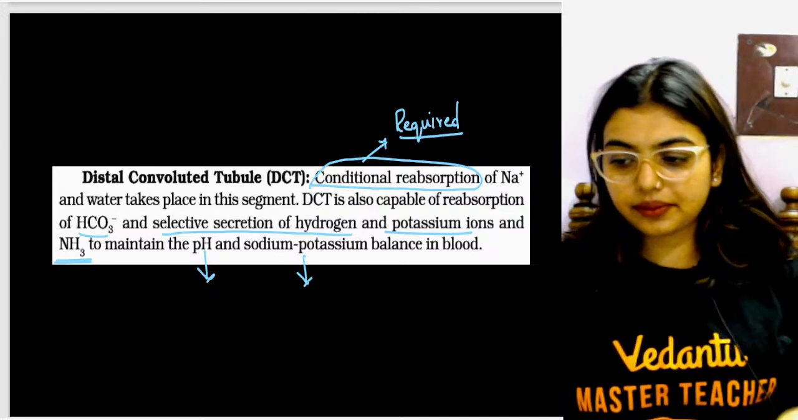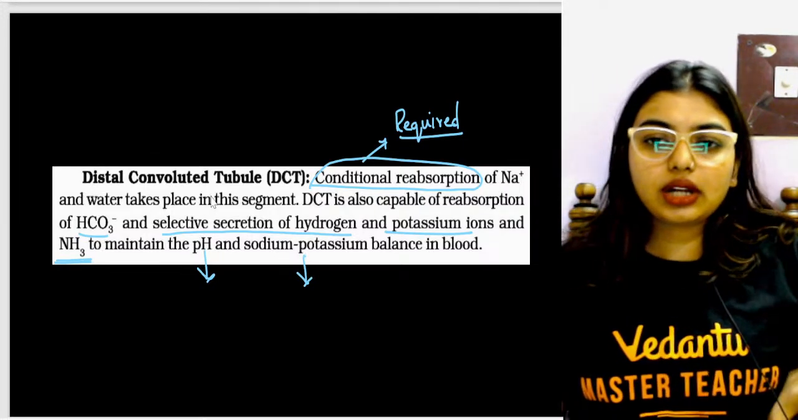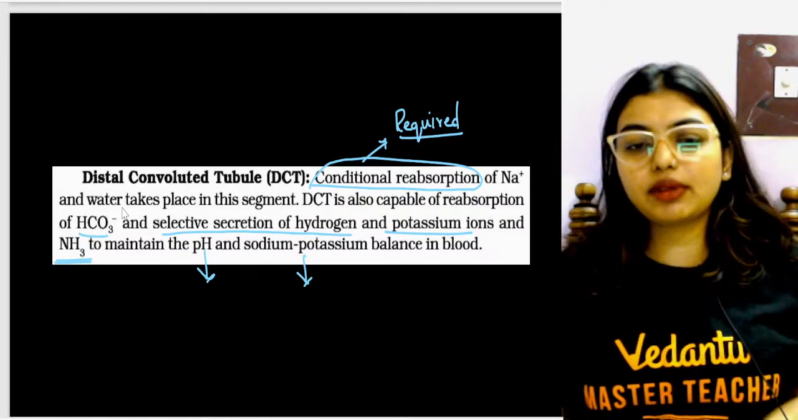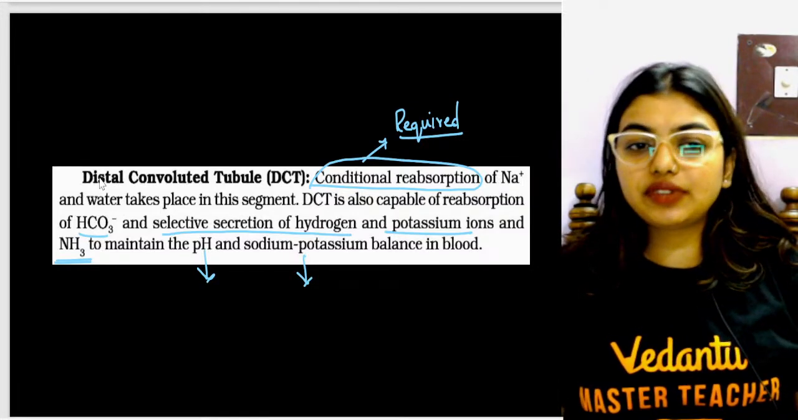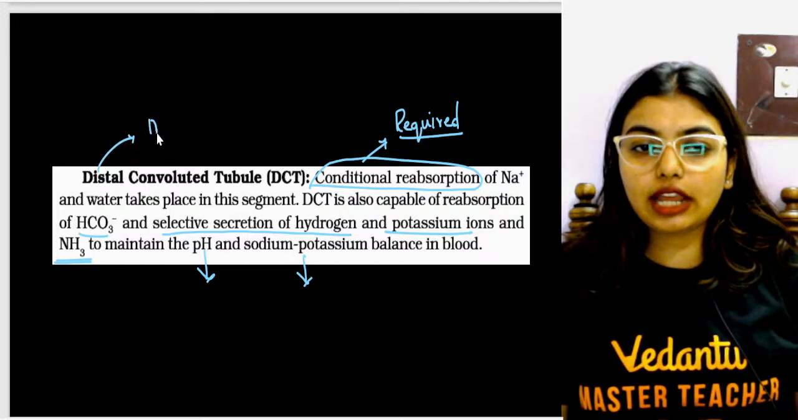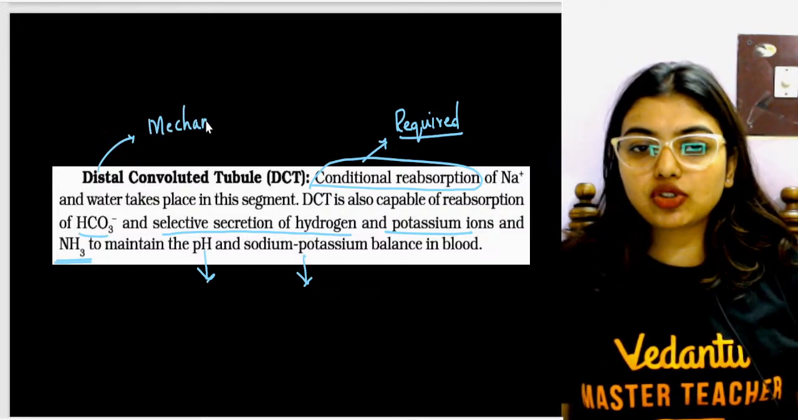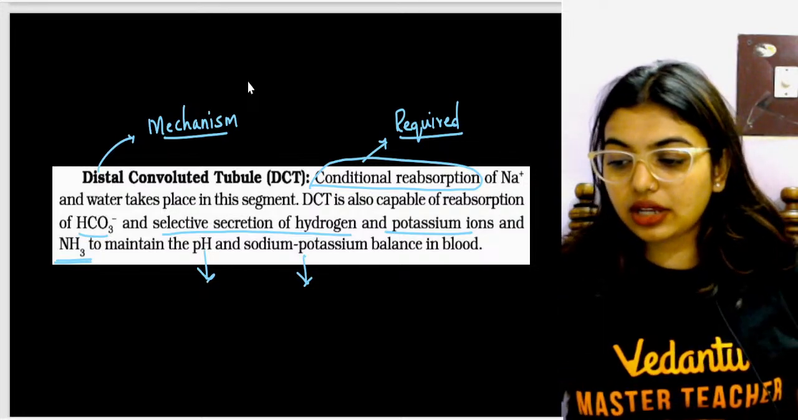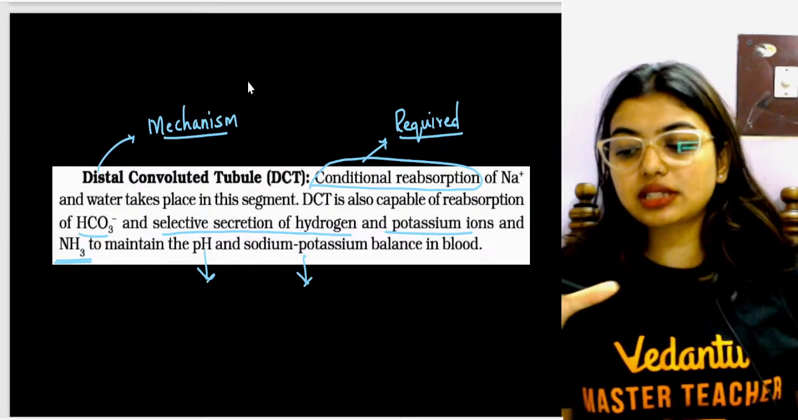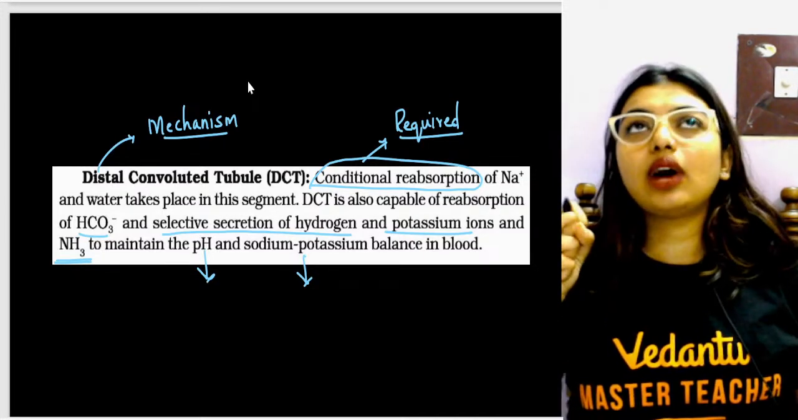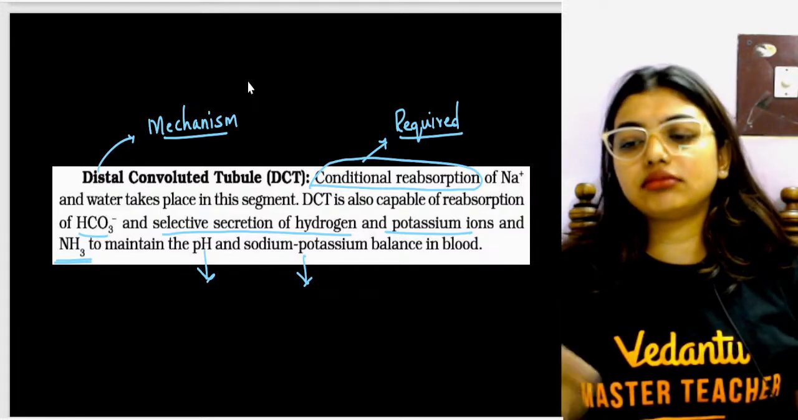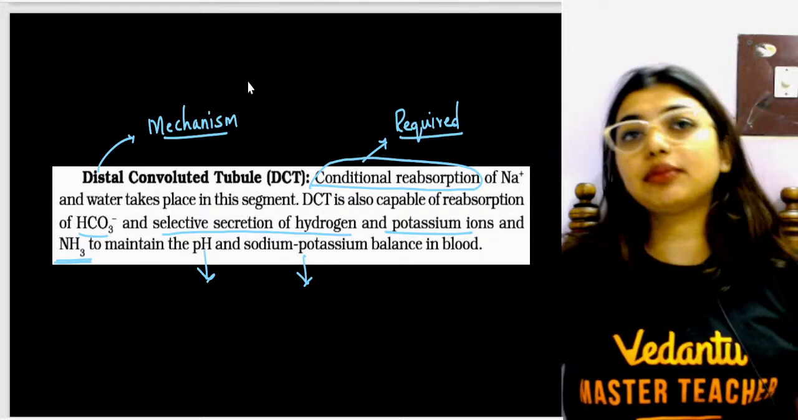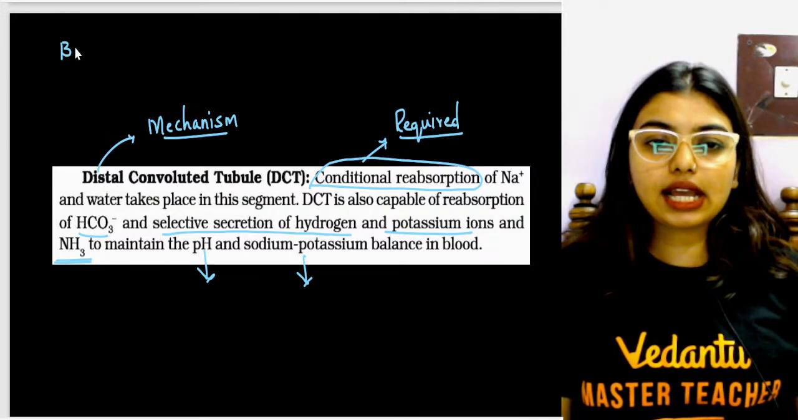Now conditional reabsorption of sodium and water takes place. So students, with the help of DCT only, we are going to make most of the mechanism work as well. Why? Because we will release something and we will help this person. Let's take an example of Mohit. Mohit has high blood pressure.